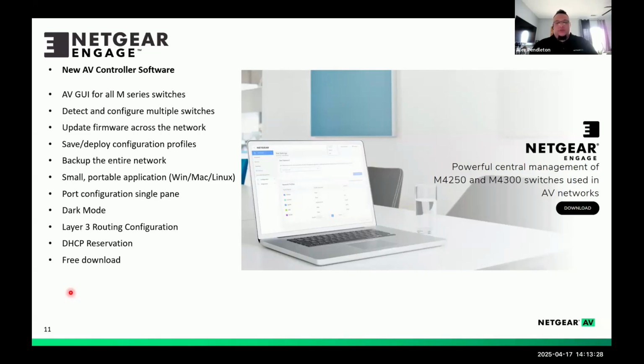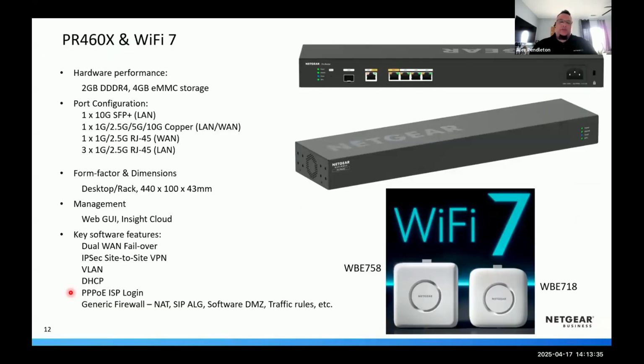We'll go through some of the features and why it's a great solution for the medium, large, and enterprise level AV over IP networks. Also, into Engage, we can onboard our PR460X router, which is this system right here. It's a Pro router, standards based, 10 gigabit LAN to WAN, dual WAN, very, very capable system. It also has 1 and 2.5 gig multi-gig ports for communication. And we also have 2 Wi-Fi access points that can also be onboarded into Engage.